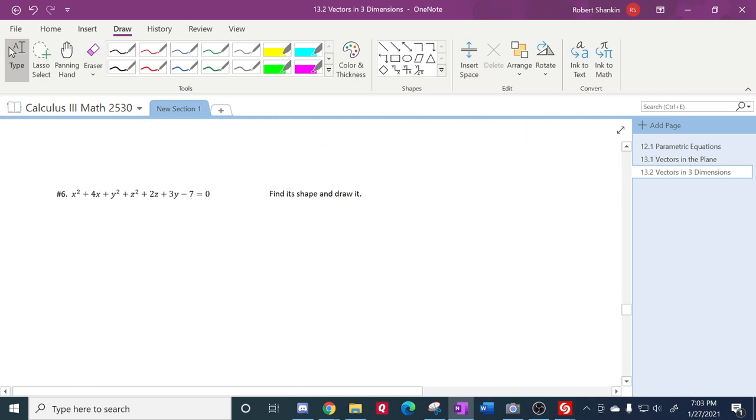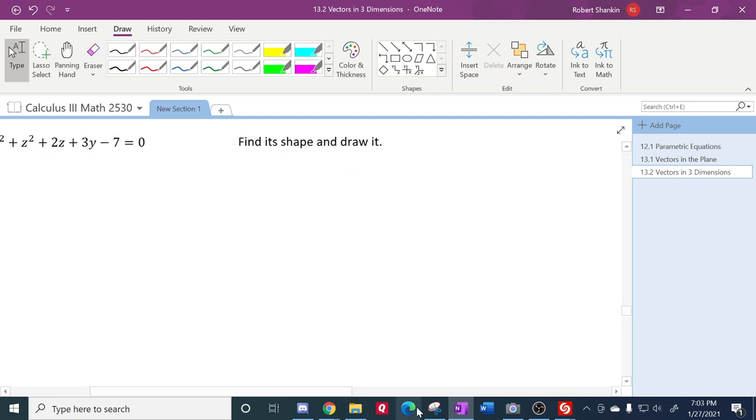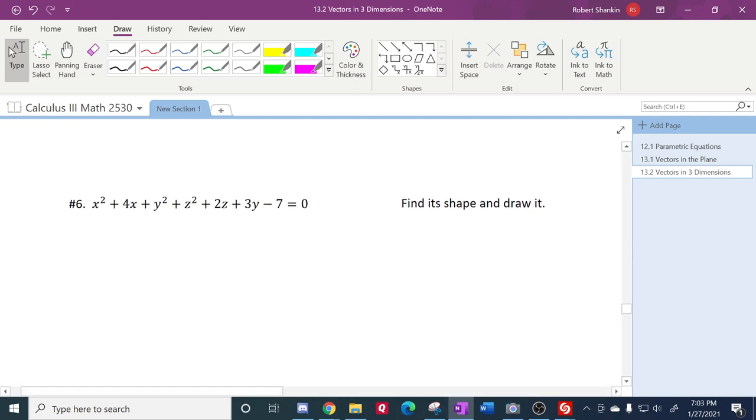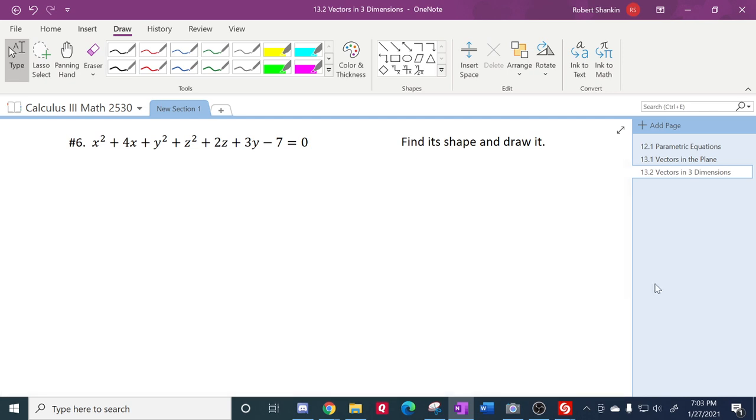And let's go to this next one now. Here's a three-space equation. How do I know this is three-space? Because it's got x's, y's, and z's in it. And I need to find out what shape this is and to draw it. Anybody have any ideas how I should get started with this?